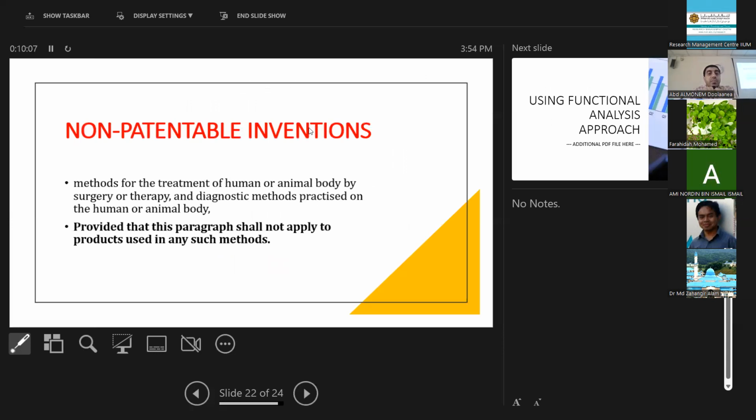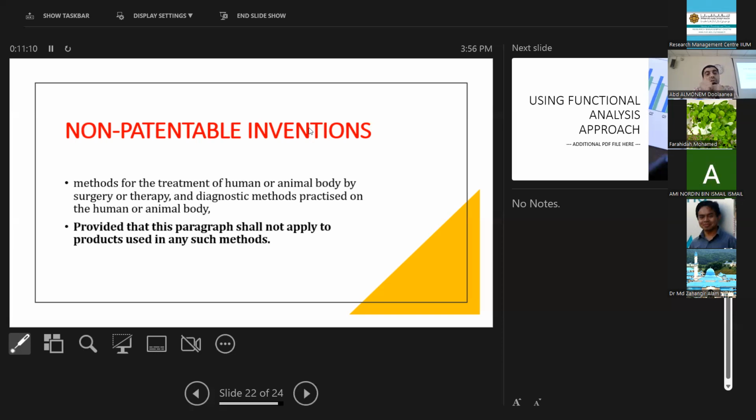Non-patentable inventions, methods for treatment. This one is also important for medical. Methods for treatment of a human or animal body by surgery or therapy, and diagnostic methods practiced on the human or animal body. Okay, the method for doing surgery and treatment cannot be patented, but the product using this method can be patented. Okay, is it clear? If you, for example, are a surgeon and you want to do some kind of bone surgery in a different way, you cannot patent this method. But if you develop a product, for example, a fixation product to use in that surgery, yes, you can patent the product.